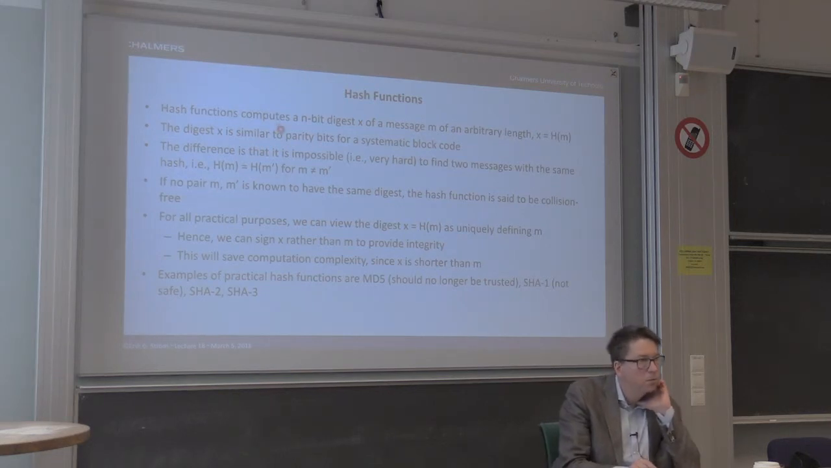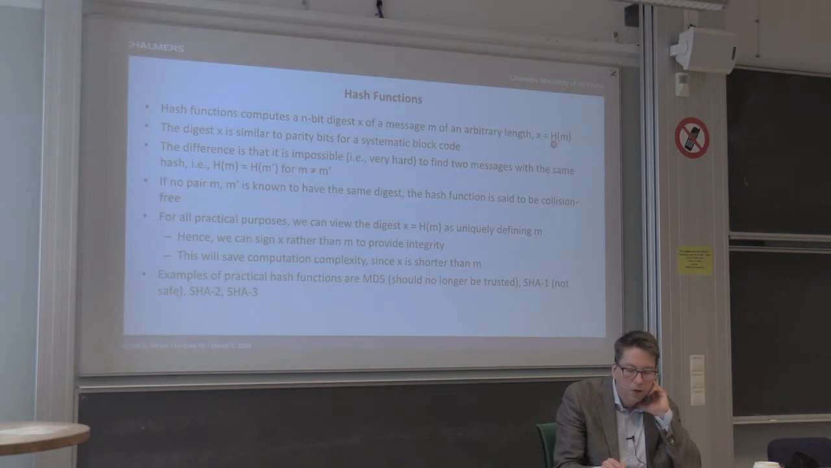Hash functions. So a hash function is something that computes an n-bit string called a digest x of a message m of arbitrary length. So if h is a hash function, it takes m, an arbitrary number of bits, and produces an x, which is a fixed number of bits. So x here is n bits, and m here is m bits, where m is arbitrary. We can choose that to be any number.